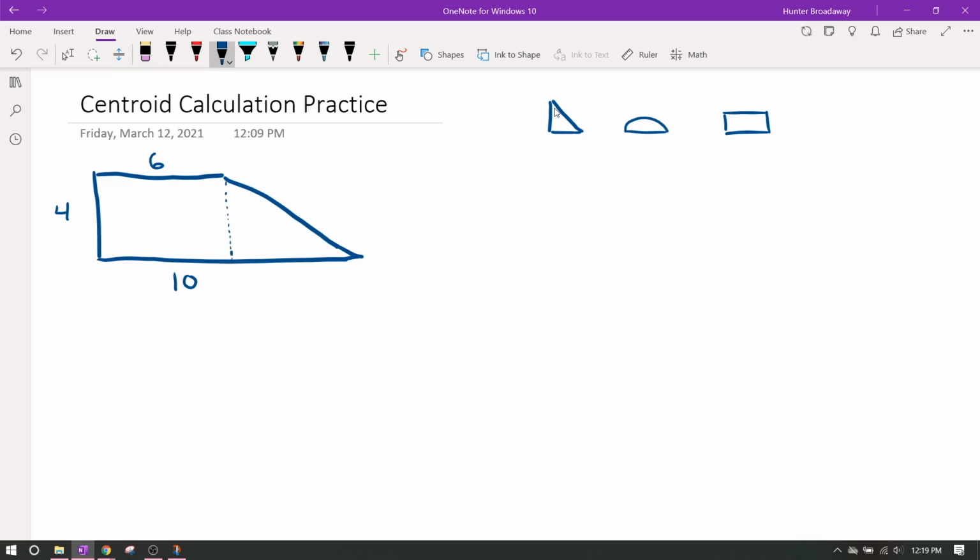So let's just go ahead and put this down here. If this is 6 and this is 10, then that means that the base of this little part on this side is going to be 4.